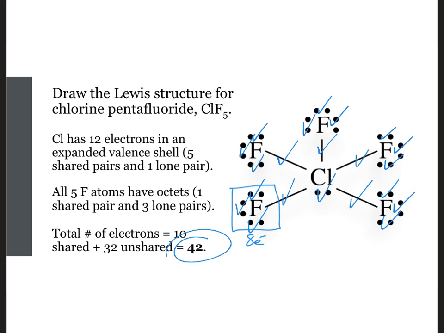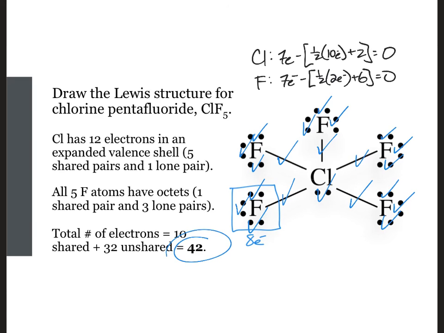Let's check formal charges. The fluorine atoms are all equivalent and come in with 7 valence electrons. Subtract 1 electron for the 1 shared in the single bond, then subtract the 6 electrons found in the 3 lone pairs for a formal charge of 0. Chlorine comes in with 7 valence electrons. Subtract 5 electrons for each of the electrons shared in the 5 single bonds, then subtract 2 more electrons from the lone pair on chlorine. The low formal charges indicate that this is a reasonable structure for chlorine pentafluoride.